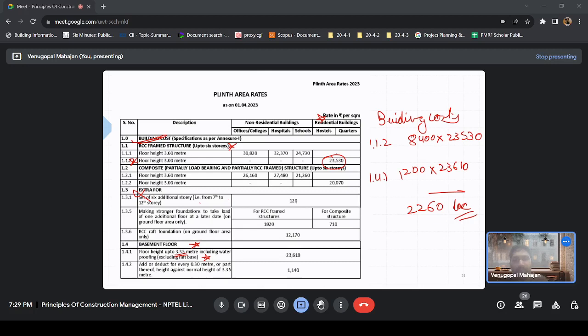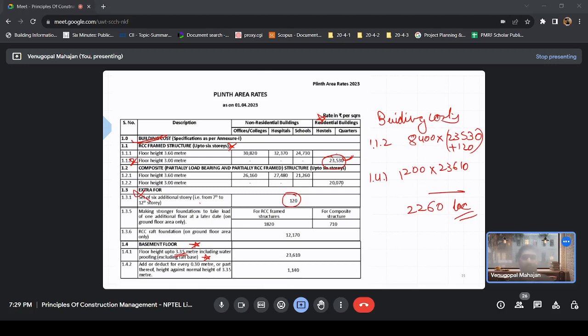For one floor 120, and where do you add this 120? You add it into the basic cost. Okay, yes, sir. So right now I'm discounting it. Similarly, okay, what happens is fine.